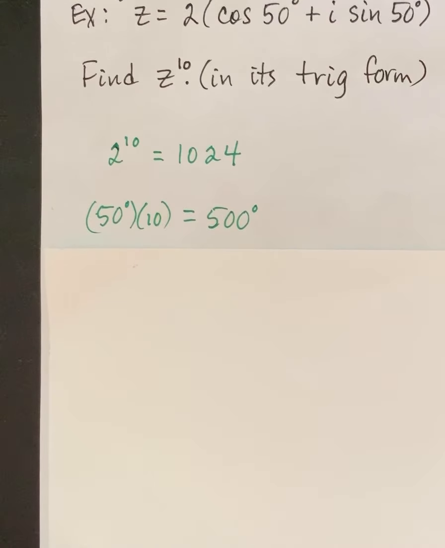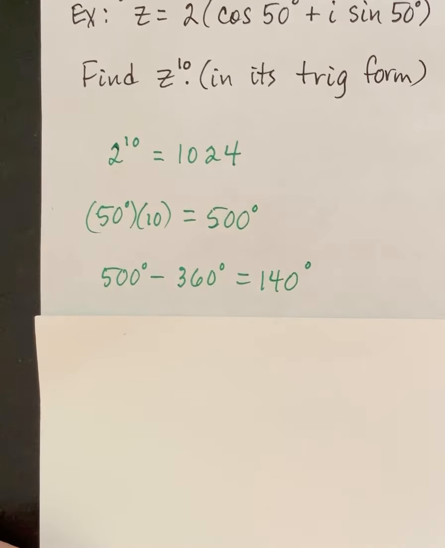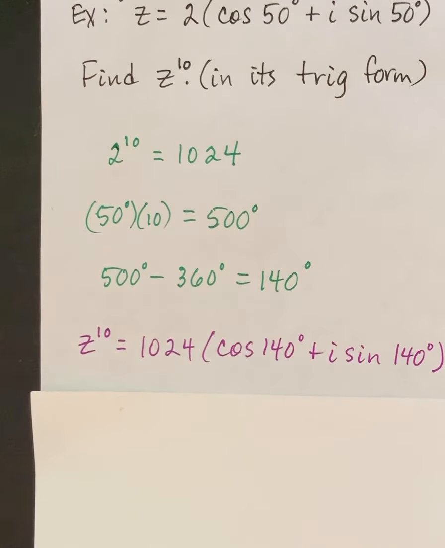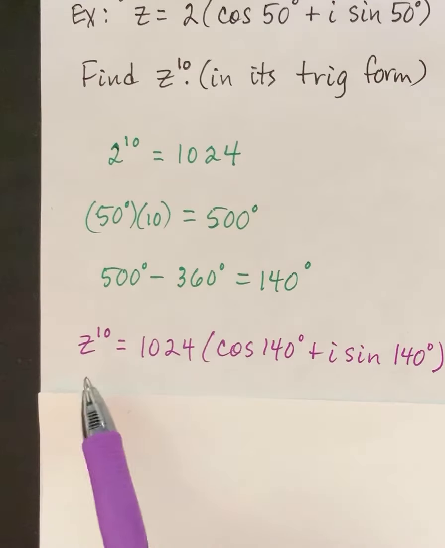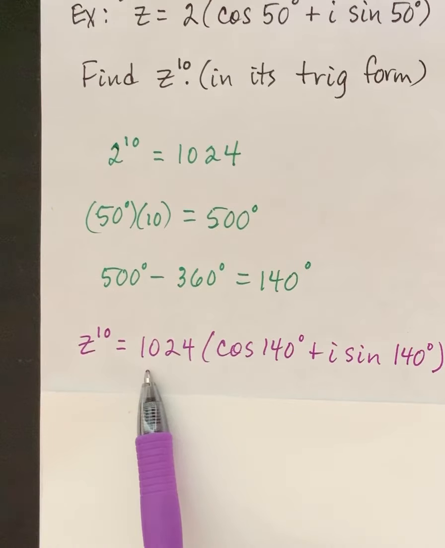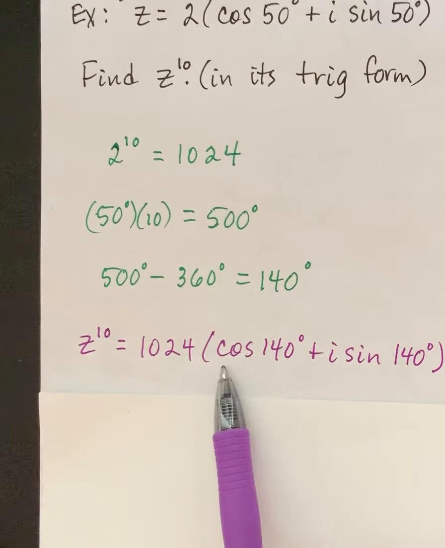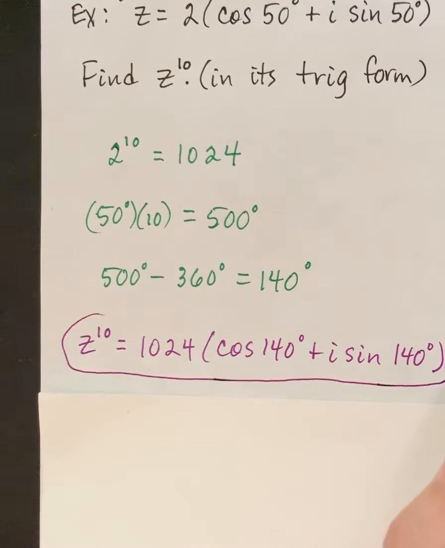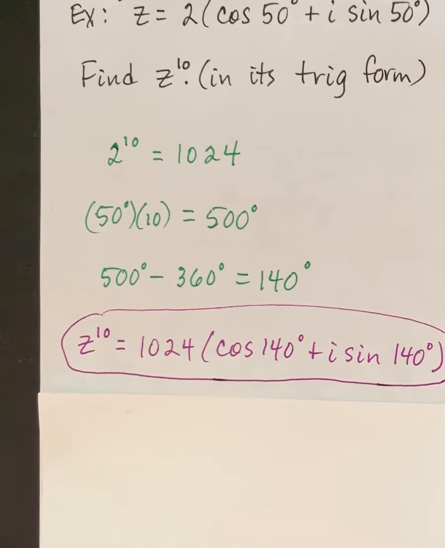Remember, we want our arguments to not be larger than 360 degrees. So we would have to find a coterminal angle by subtracting 360, which brings us to 140 degrees. And that would be the answer right there. z to the 10th power would be 1024 times the cosine of 140 degrees plus i times the sine of 140 degrees. It is much easier to raise numbers to powers in their trig form than in their standard form.